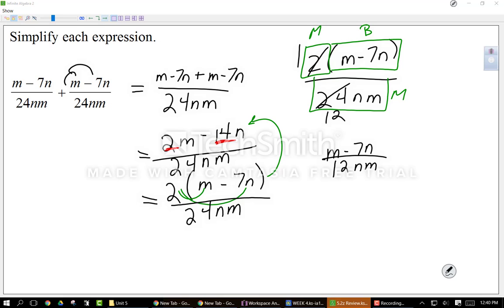Again, now some of you are like, well, I have m's up top and n's up top. Why can't I cancel with the nm's in the bottom? They're not the same nomials. I cannot get rid of different nomials. So that is my answer for this particular problem.